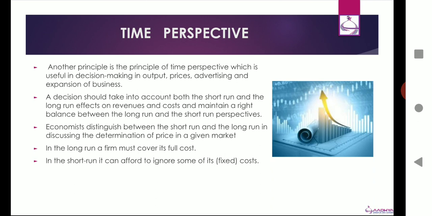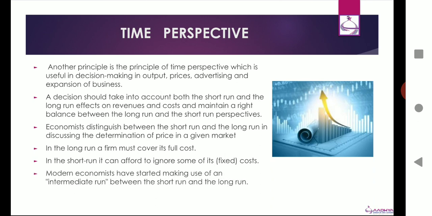In the short run, it can afford to ignore some of its costs, which are the fixed costs, because in the long run, it will end up paying them, but in the short run, it can delay the payment of these costs to a certain extent. Modern economists have also started making use of an intermediate run between the short run and long run, where many of the inputs can be modified, and there are only one or two inputs which cannot be modified. In this also the same principle will apply.